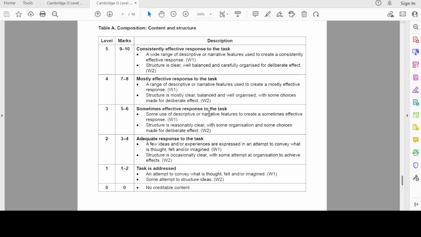Sometimes effective response to the task, so that's level 3, right? So not always, sometimes, but getting better. Some use of descriptive or narrative features to create a sometimes effective response. So it's not always effective. It's not always doing its job as a descriptive or narrative piece. Sometimes in between, yeah, right? So again, this is mid-range, not good, but it's not really that bad either.